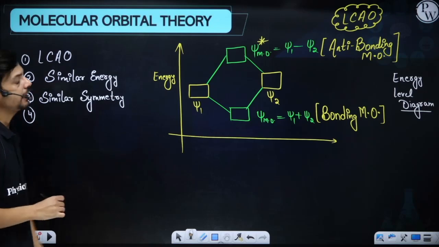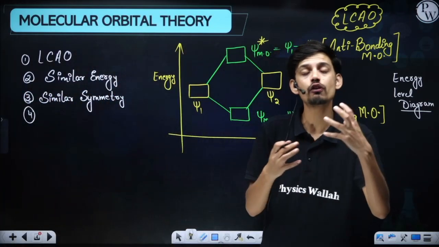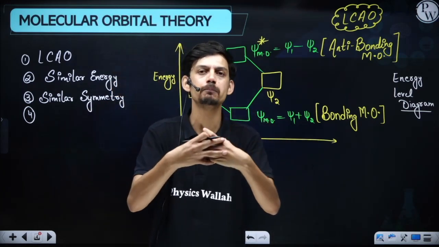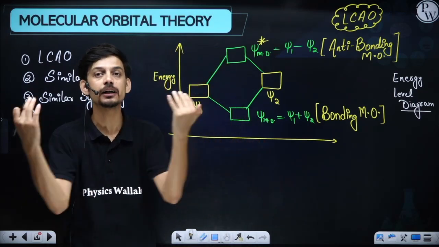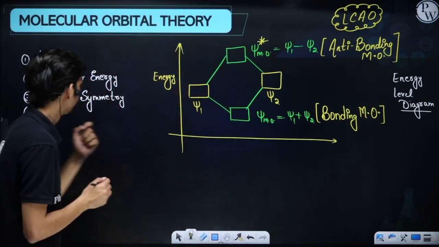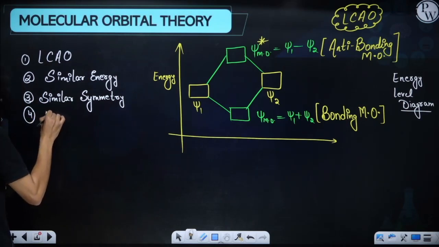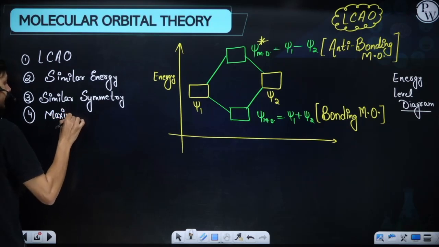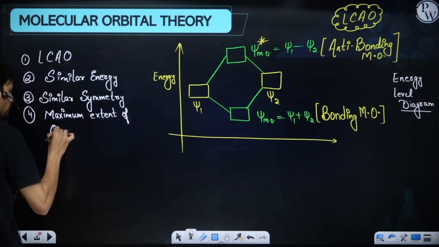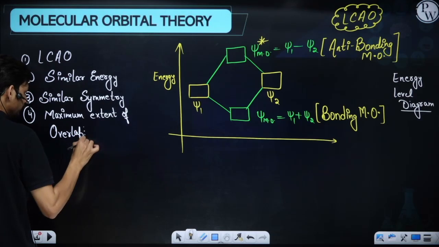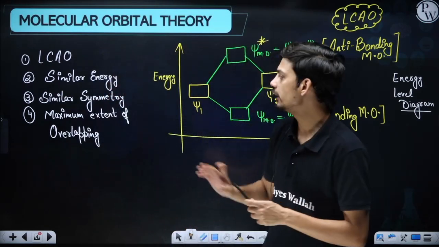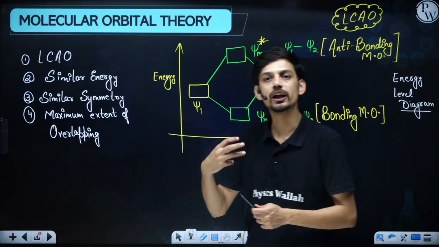Another very important condition: because we are talking about the formation of a molecule, and a molecule is formed by combination, that combination should be maximum. That combination, or we will call it overlapping between the atoms, should be maximum so that the bond formed is maximally strong. So we should have maximum extent of overlapping. The overlapping between the orbitals should be maximum. So you can call these the conditions for the formation of molecular orbitals. Atomic orbitals should have these conditions for the formation of molecular orbitals.